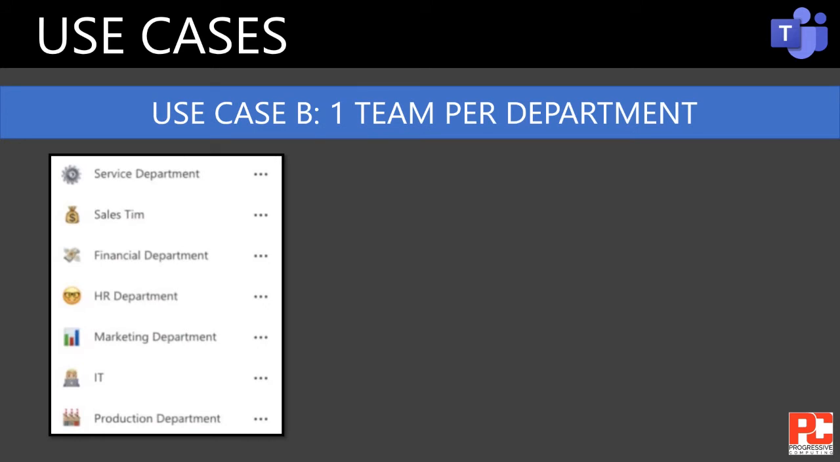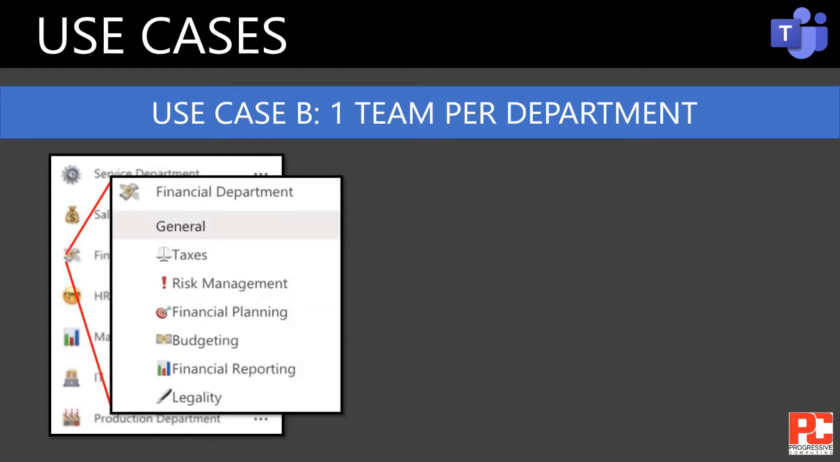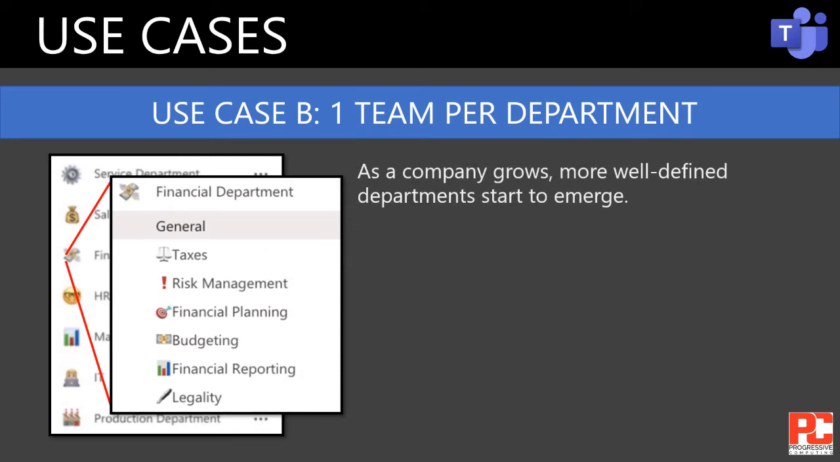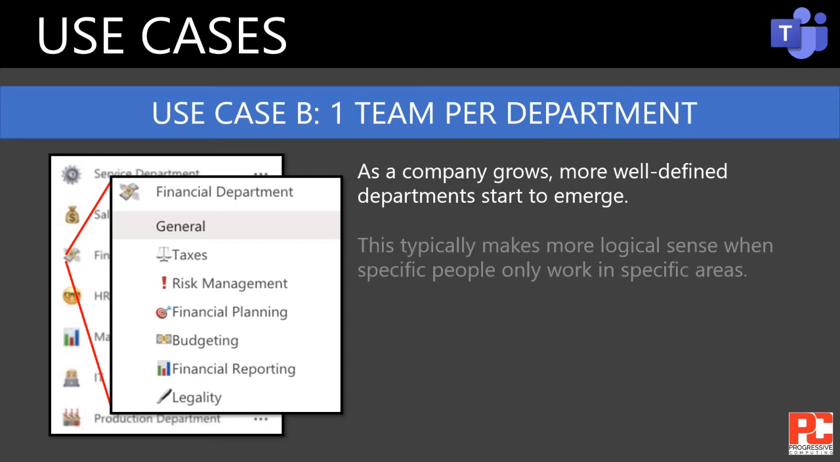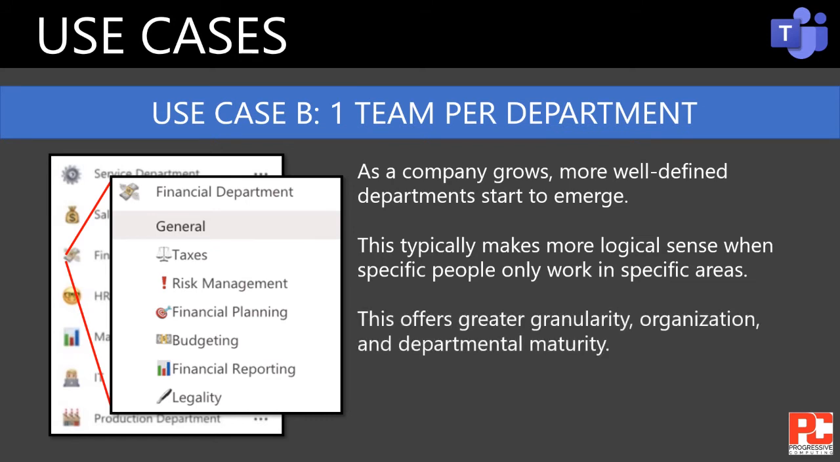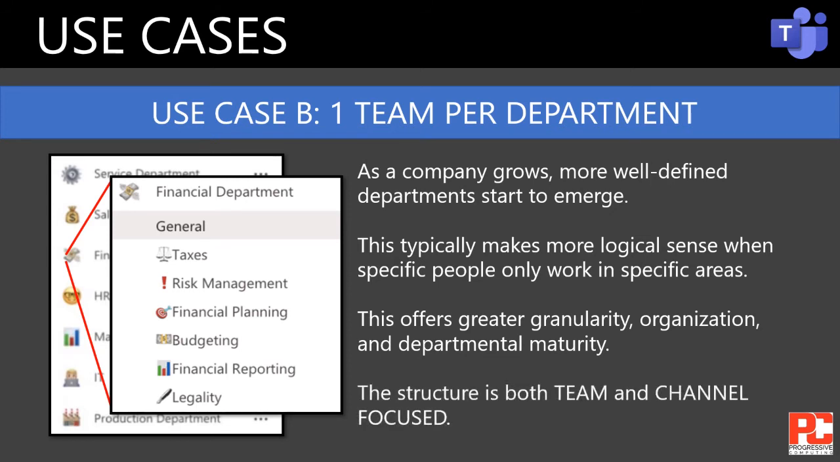In the next scenario, the company decided to create one team or group of people per department, then use channels to further divide the work. As a company grows, more well-defined departments start to emerge. This typically makes more logical sense when specific people only work in specific areas. This offers greater granularity, organization, and departmental maturity. The structure is both team and channel focused.